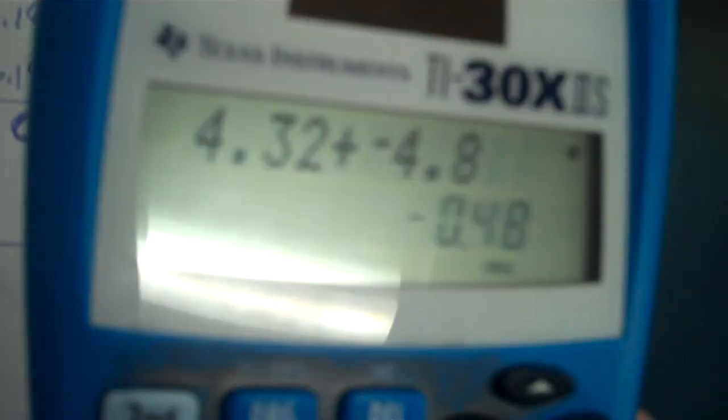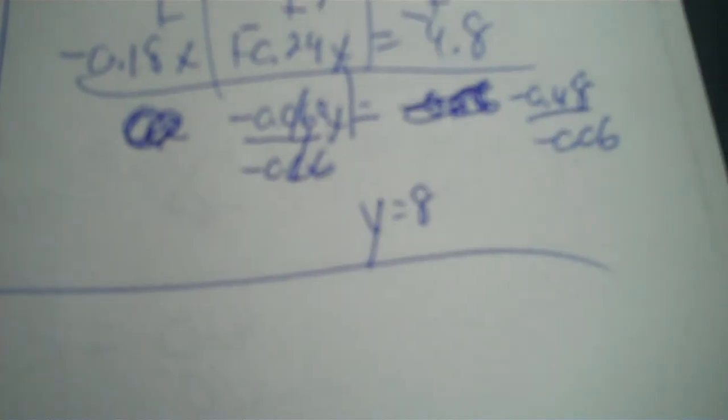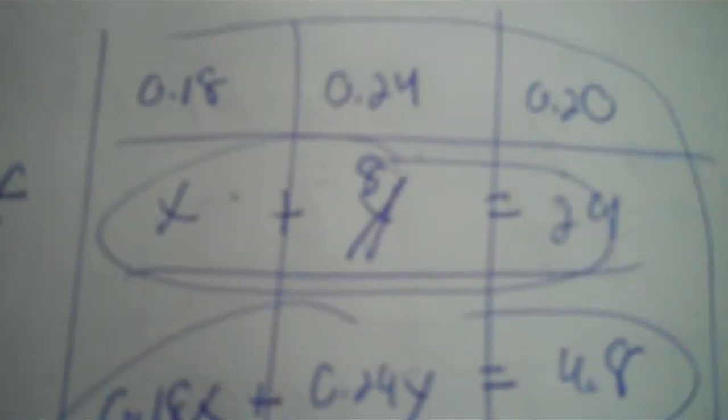Negative, negative, negative. So we add there, that's 0x. Add here, that's negative 0.06y. Then add here, that's negative 0.50. Let me re-add that. I think it's negative 0.48. That was wrong. Then we divide. That's 8. y equals 8. So we got 8 with the 24%, and then what plus 8 would equal 24? Well, you take 24 minus 8 and see it's 16.